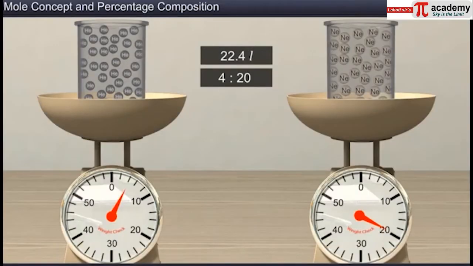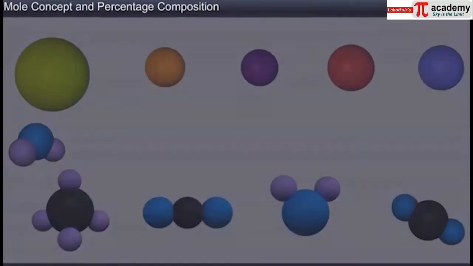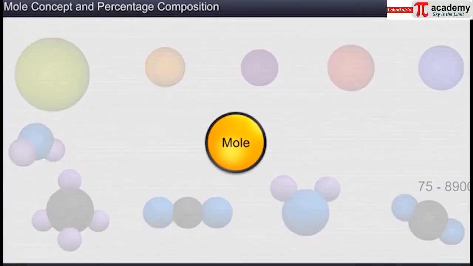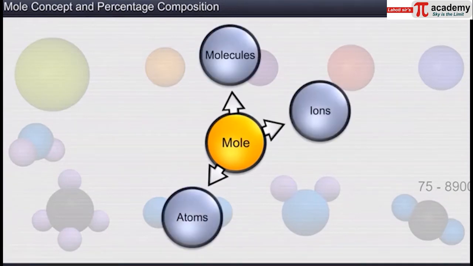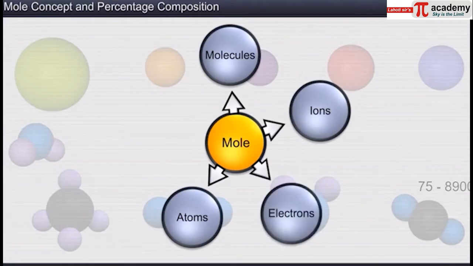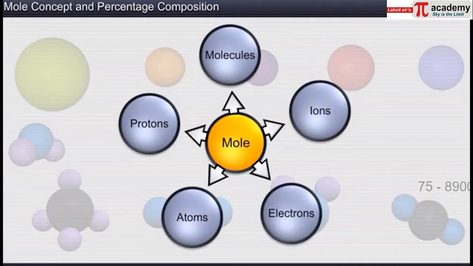Note that 1 mole of a substance always contains the same number of entities irrespective of the identity and kind of the substance. The term mole is used to count particles such as atoms, molecules, ions, electrons and protons. Hence, we must indicate the nature of the particle under observation.